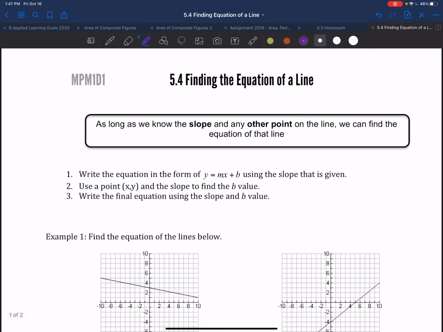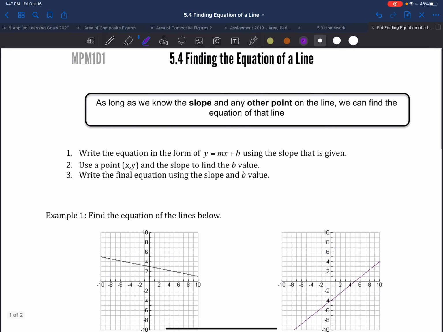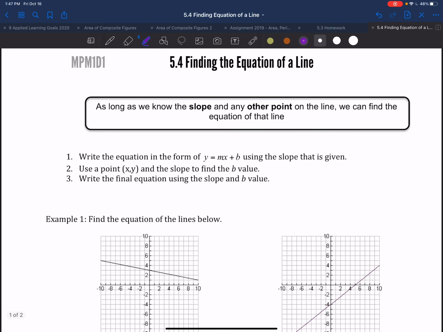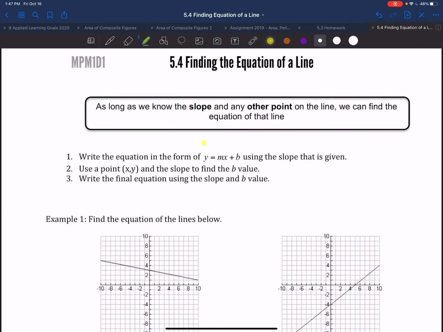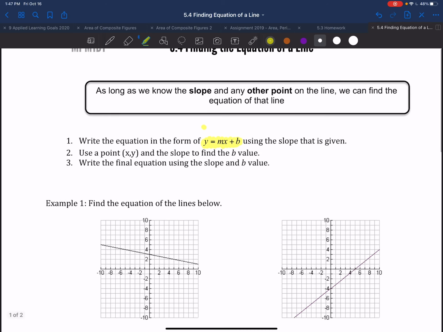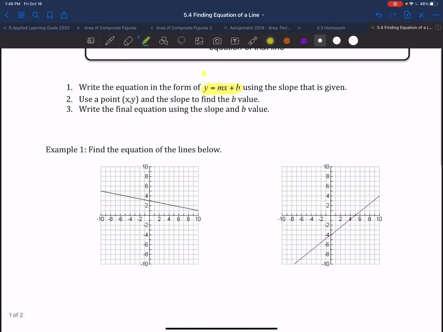Okay, so what we're talking about here is finding the equation of a line. And if you remember, the equation of a line is y equals mx plus b. That's the form that it takes, where m is the slope and b is the y-intercept.